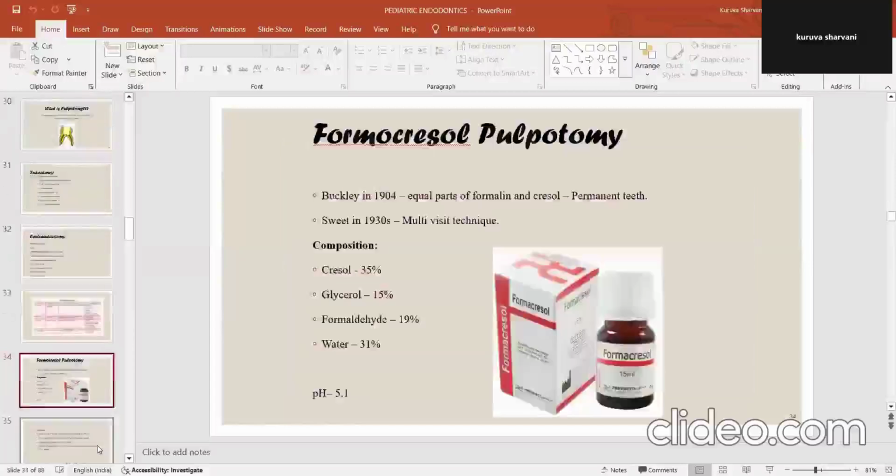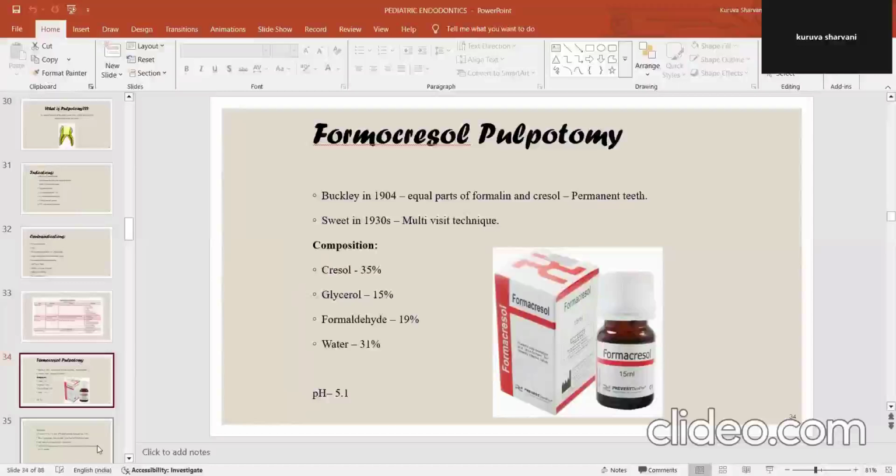Among pulpotomy, there are various types of pulpotomy techniques, that is formocresol pulpotomy, ferric sulfate pulpotomy, laser pulpotomy, next glucan head pulpotomy, each and everything. But each pulpotomy has its separate success rate. But the majority of clinicians now are doing formocresol pulpotomy, which is 4 minutes.